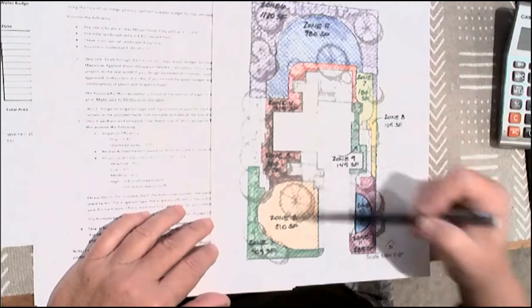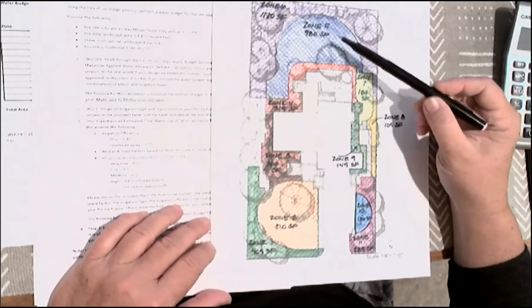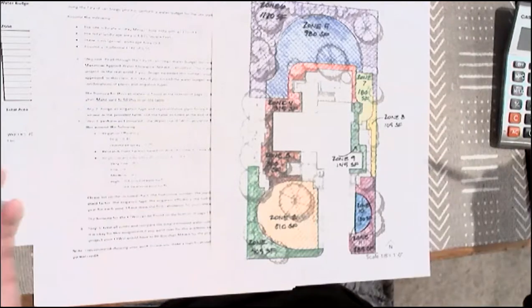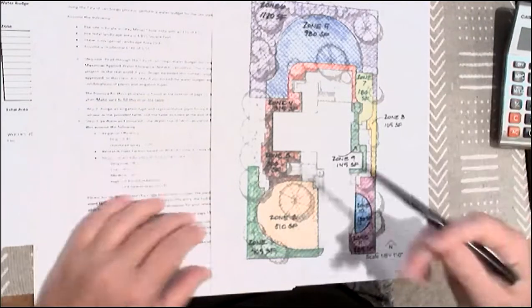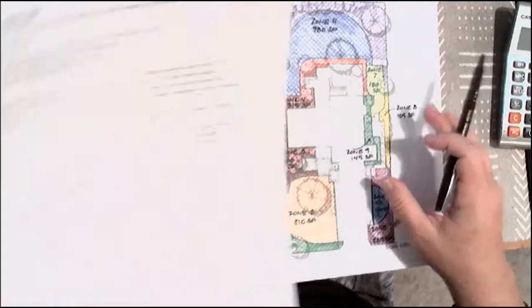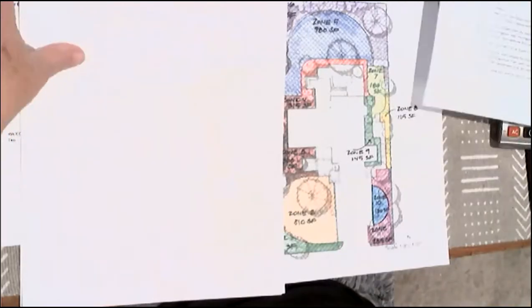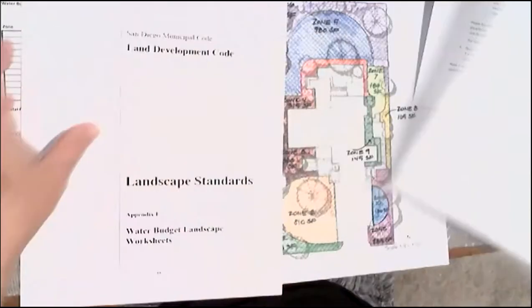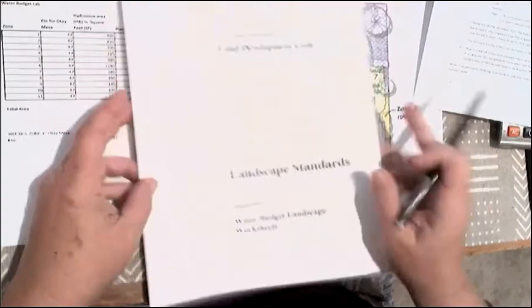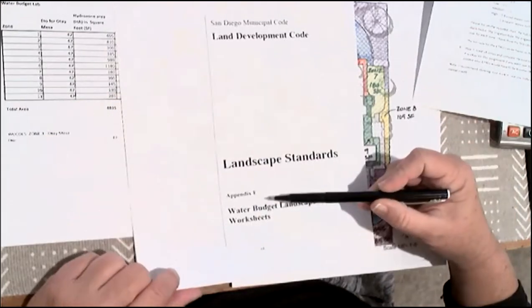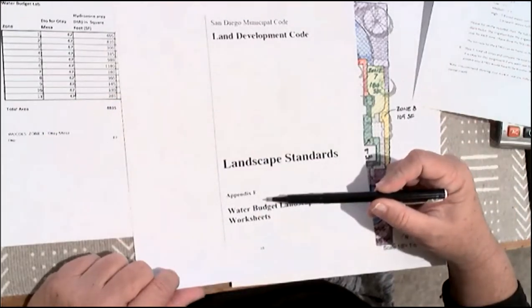The first item that relates to this lab is what I'm calling my zone map. So this is a typical residential landscape that I'm going to do a water budget for. There's some directions on the water budget lab. Take a look at that. I've got a section of the San Diego landscape standards. I pulled Appendix E out of the standards.